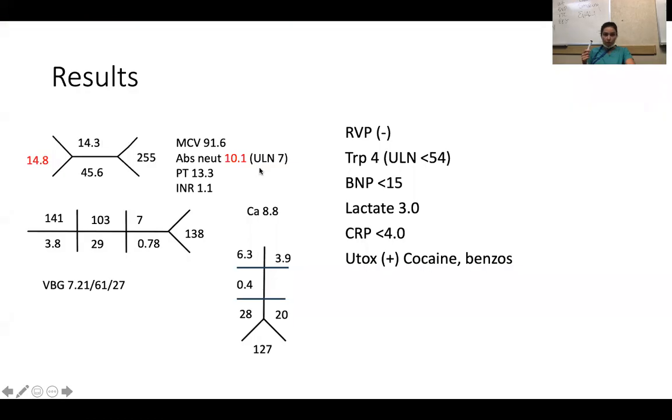So these are the tests that we get back. I should have highlighted the VBG too. It's pretty abnormal. I would say the biggest takeaway is that he's really not perfusing well, not ventilating well. Sorry, not speaking. His BNP is unremarkable. CBC has a little leukocytosis with some left shift, but his respiratory viral panel is negative, BNP is normal, lactate was 3, CRP normal, and the Utox is positive for cocaine and benzos.